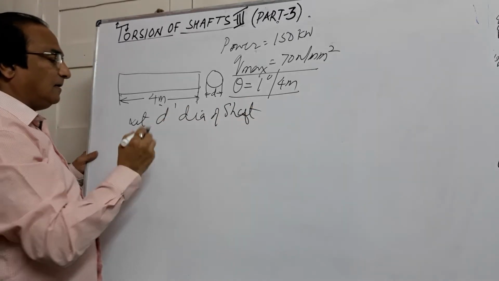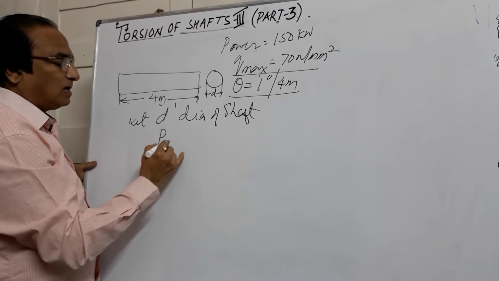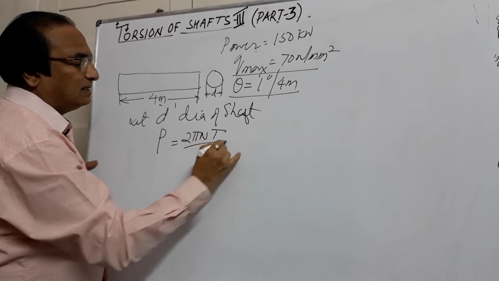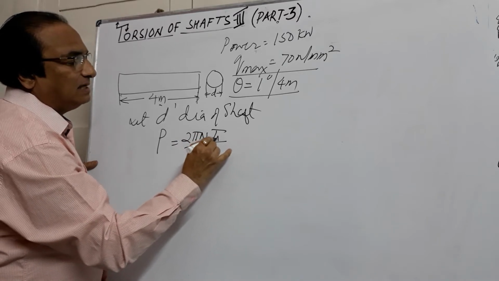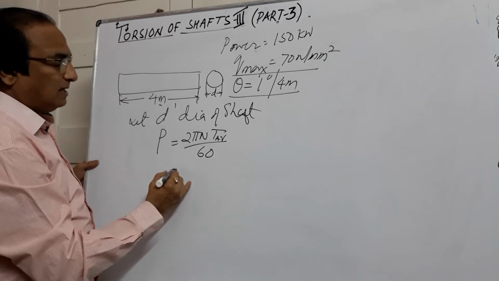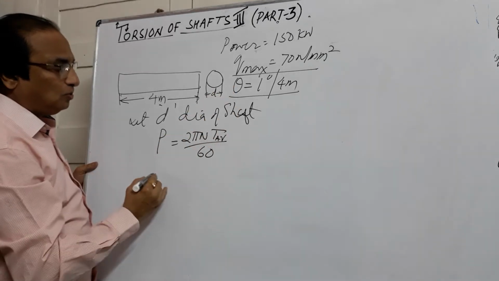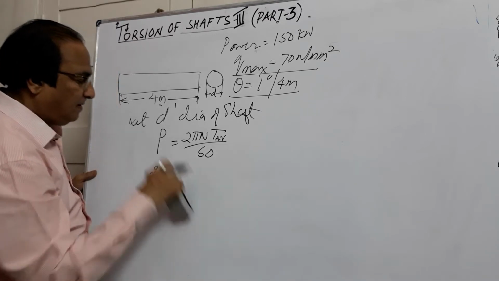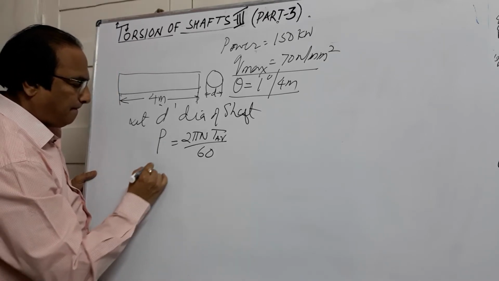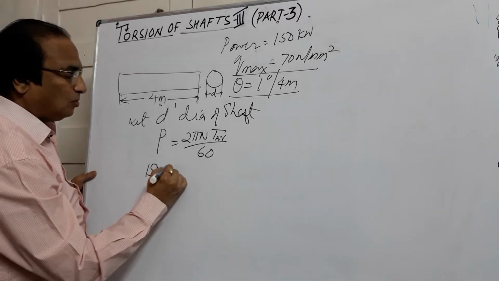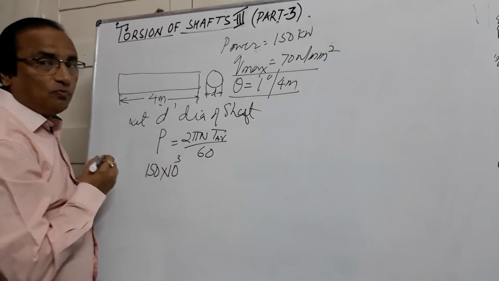We have seen the equation for power. Power is equal to 2 pi N T by 60. This is the average torsional moment. Here power is given to you, this is 150 kilowatts. The equation gives the power in watts.